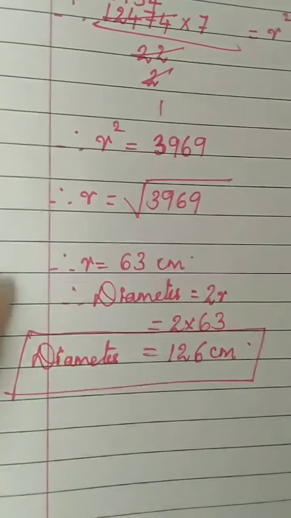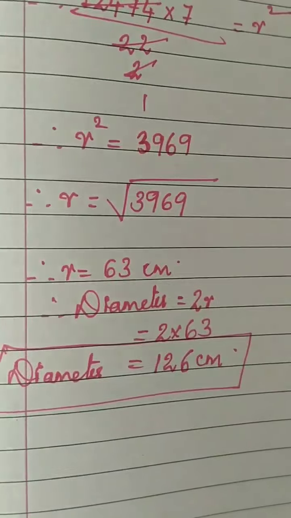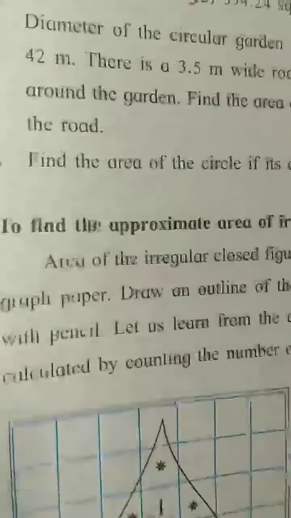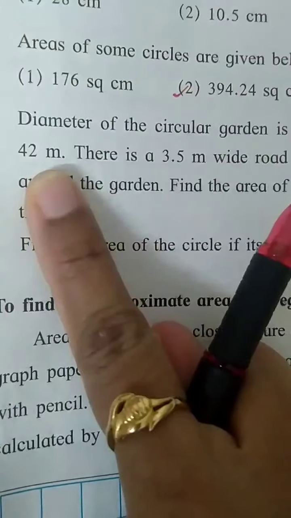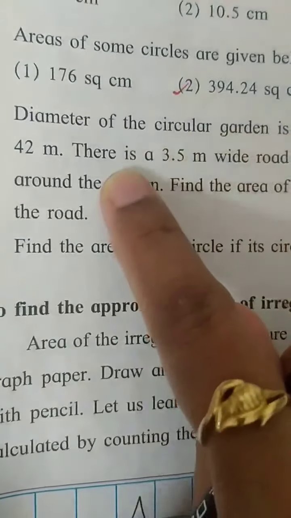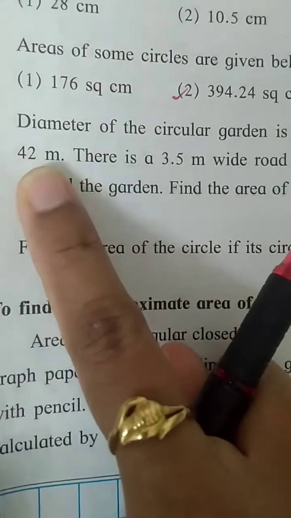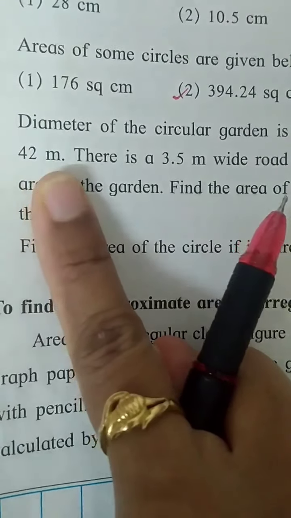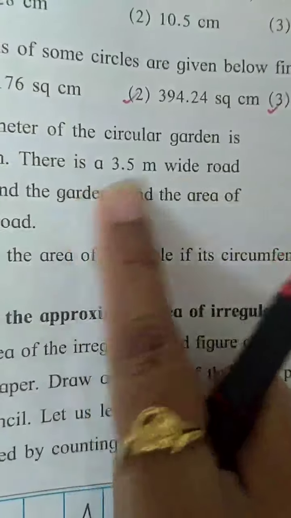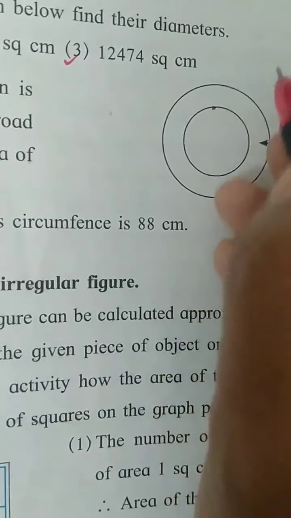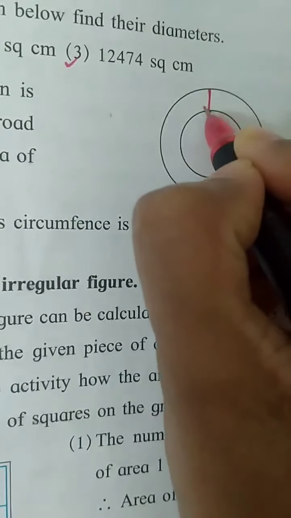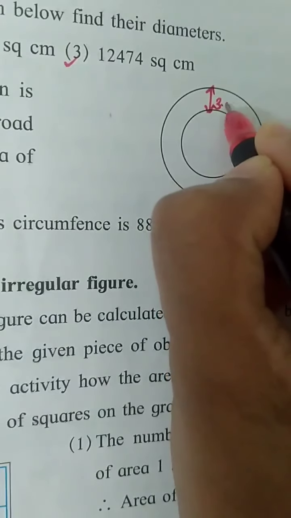Okay. Now moving on to the next question where we have a word problem. As you can see, diameter of a circular garden is 42 meter. Circular garden, its diameter is given. Radius will be half of diameter. Now there is a 3.5 meter wide road around the garden. So this is the garden, and this is the 3.5 meter wide road around the garden.